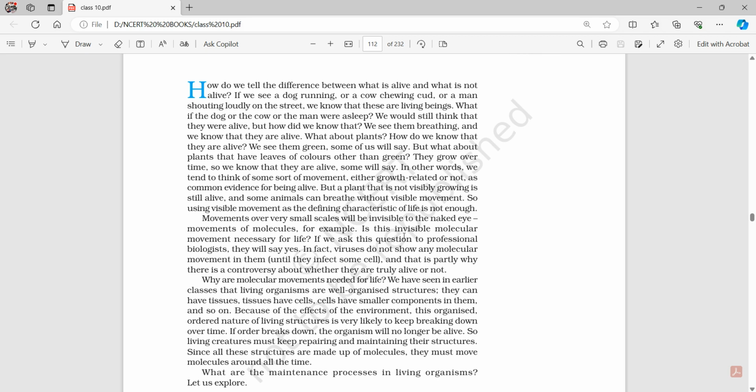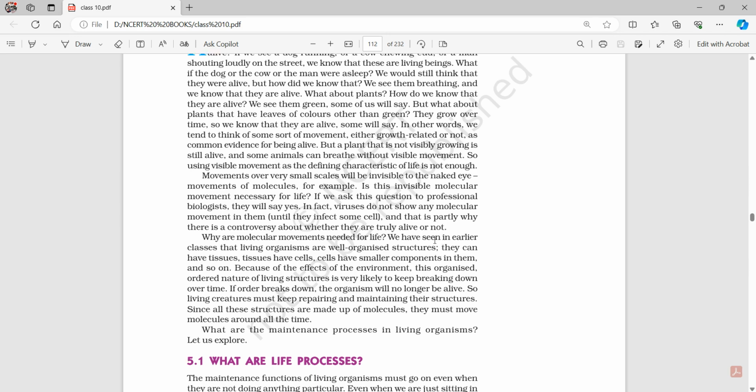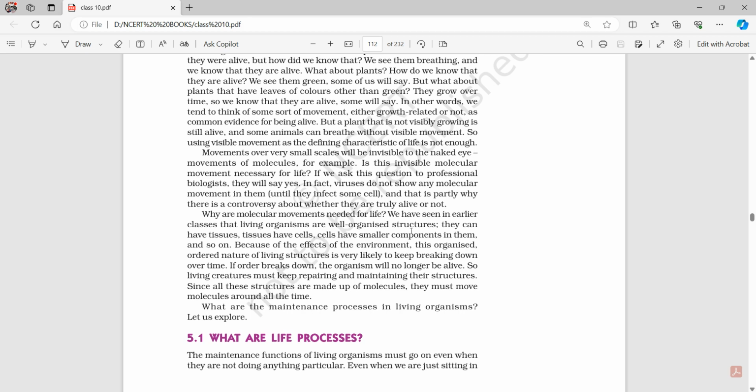Is this invisible molecular movement necessary for life? If we ask this question to professional biologists, they will say yes. In fact, viruses do not show any molecular movement in them until they infect some cell. And that is partially why there is a controversy about whether they are truly alive or not. Why are molecular movements needed for life?